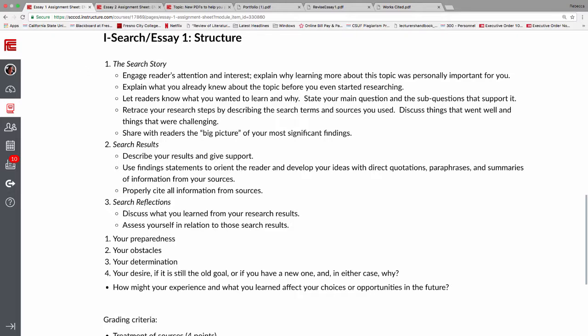Do you start with search story? Do you begin by engaging readers' attention and interest? Do you follow that with explaining why learning more about this topic was personally important to you? Is this the sort of thing that takes up a whole body paragraph, or a whole introduction? Maybe so. Do you follow that with explaining what you already knew about the topic before you even started researching?